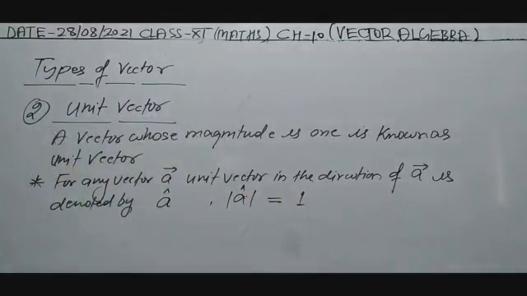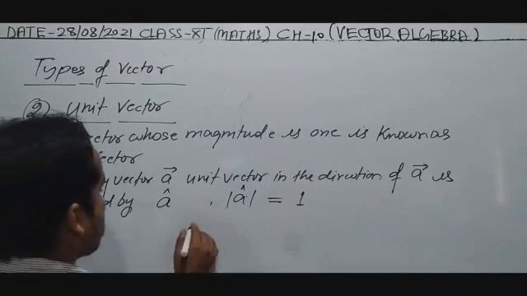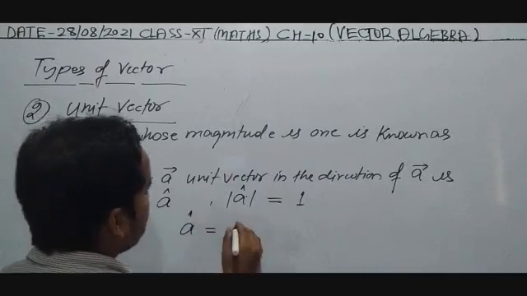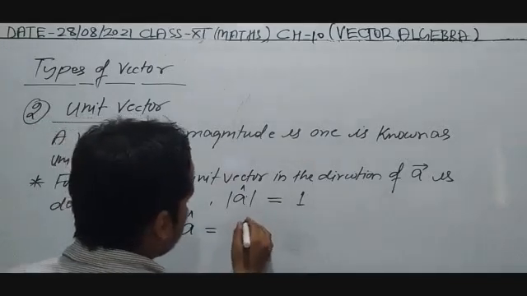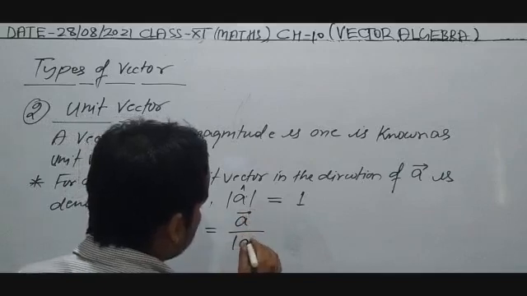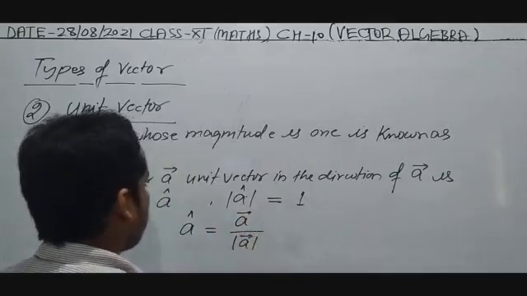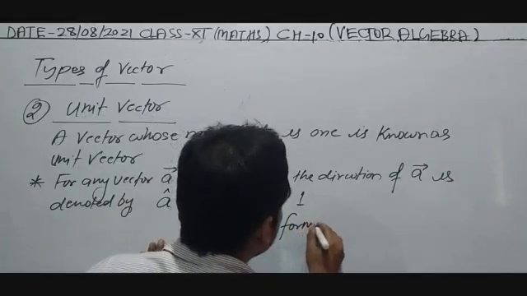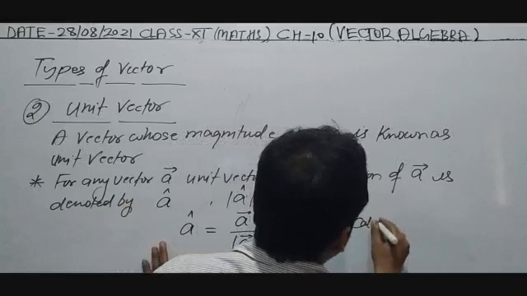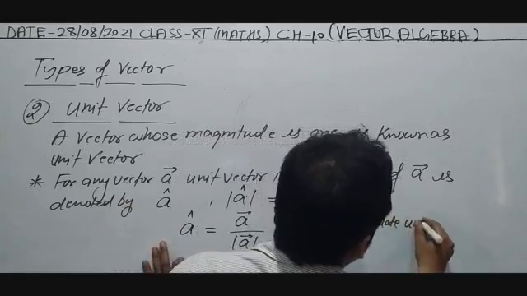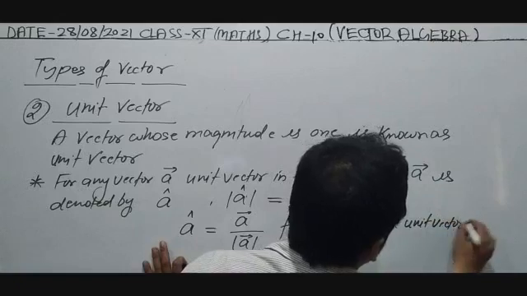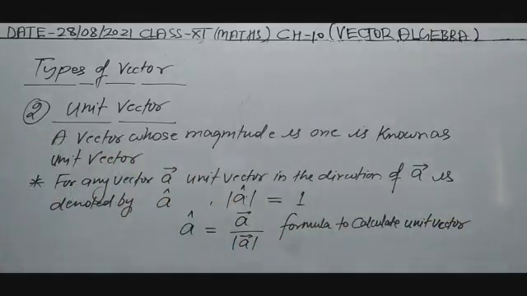This is known as unit vector, and the modulus of A cap is 1, so the A cap formula is here. A cap we can write as vector A upon mod of vector A, and this is the formula to calculate unit vector. Now the second definition is completed.